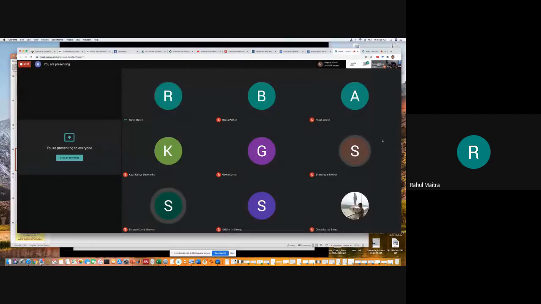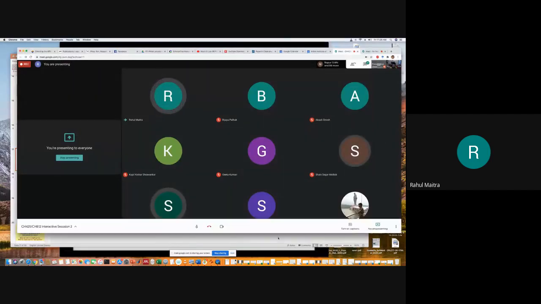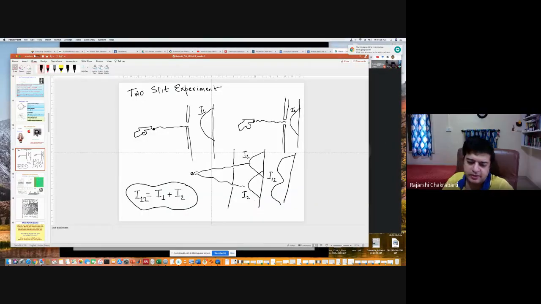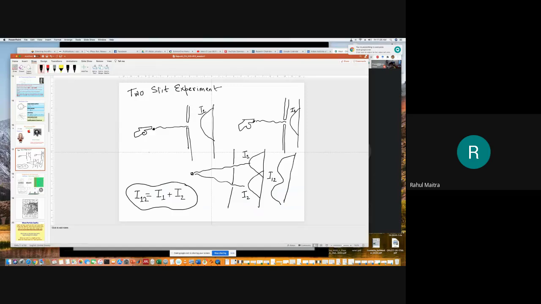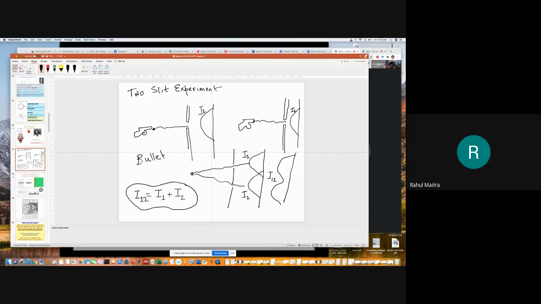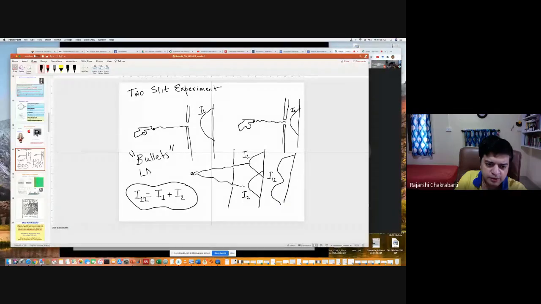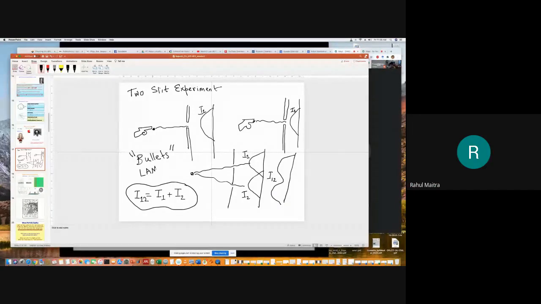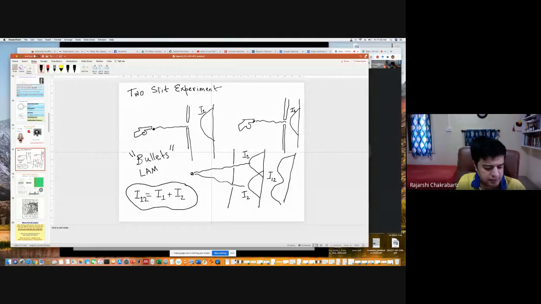Just the point we are going to make is that the probability is additive. The probability is additive simply means that they are uncorrelated events. It is with bullets. So basically, there is no interference. In the probability, interference simply means that they are uncorrelated events.